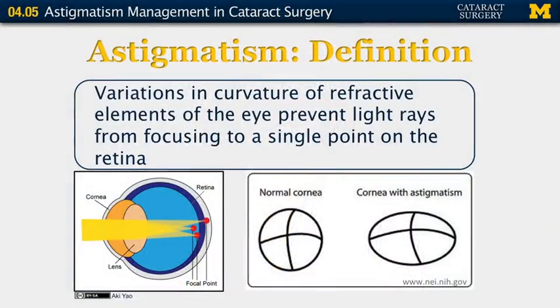Hi, I'm Dr. Stein. I'm a cornea specialist at the University of Michigan Kellogg Eye Center, and we're going to be talking today about astigmatism management in cataract surgery. So we'll start off by defining astigmatism, which is just the variation in curvature of the refractive elements of the eye that prevent light rays from focusing to a single point on the retina.